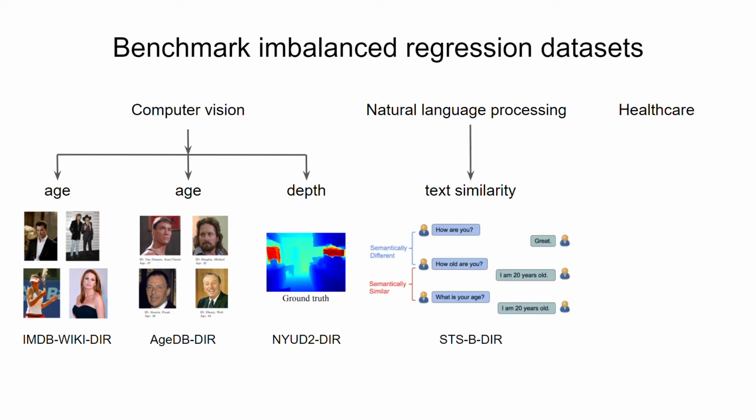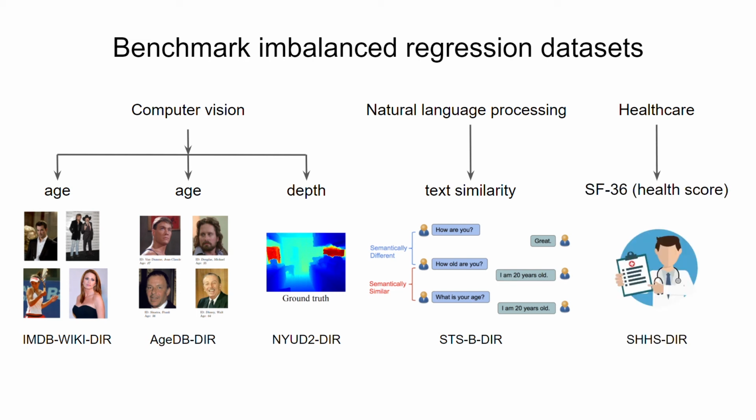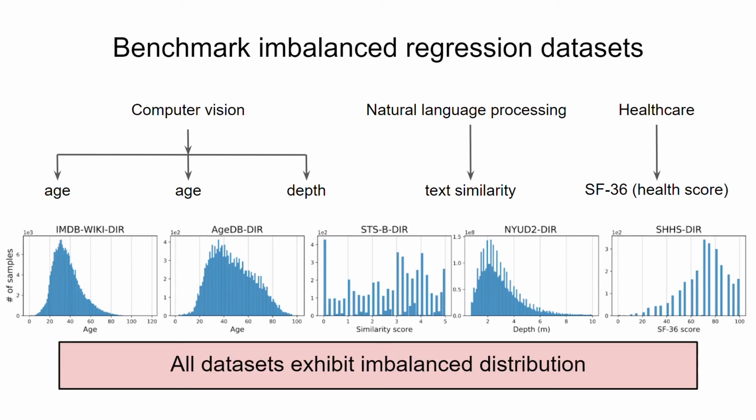We also construct a DRR benchmark in the NLP domain, called STSB DRR. The task is to infer a text similarity score between 2 input sentences. The score is continuous with a range from 0 to 5. Finally, in the healthcare domain, we create a benchmark called SHHS DRR. The task is to infer a general health score, SF36, which is continuously distributed between 0 and 100, with a higher score, a better health condition. Note that all these real datasets have skewed and imbalanced distribution over the continuous targets.